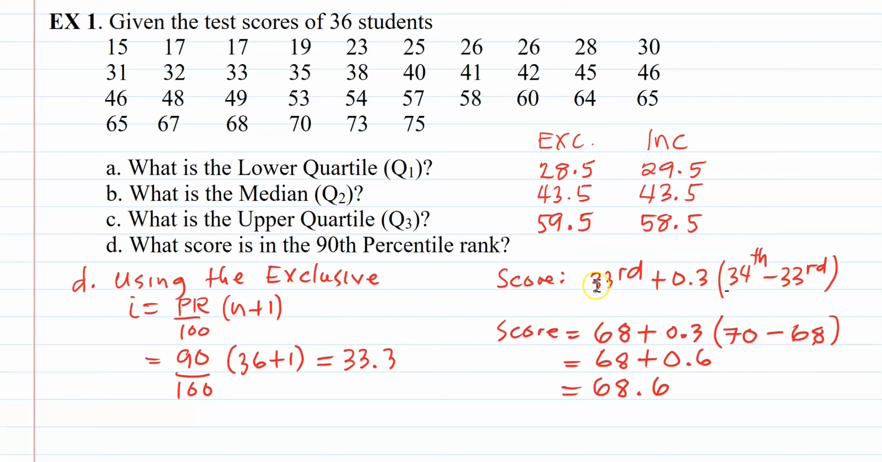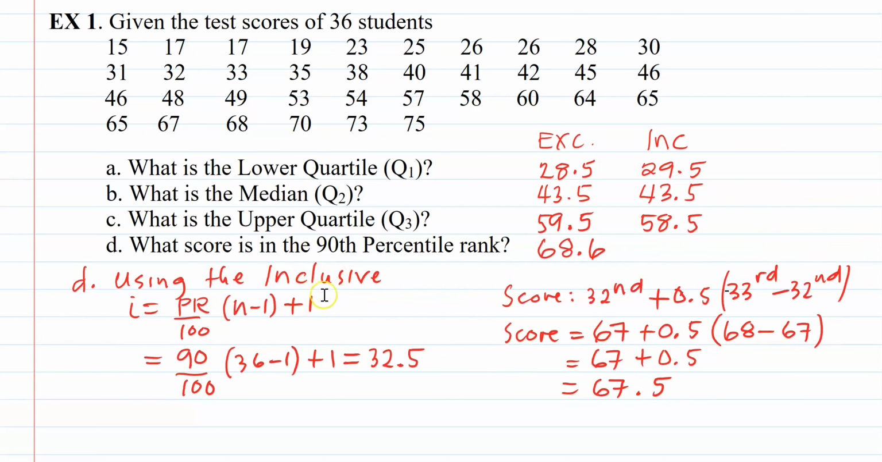And the score on the 33rd position is 68 plus 0.3 of the score on the 34th, which is 70 minus 68. And 70 minus 68 is 2. 2 times 0.3 is 0.6, and 0.6 plus 68 is 68.6. The score on the 90th percentile rank is 68.6 using the exclusive method.